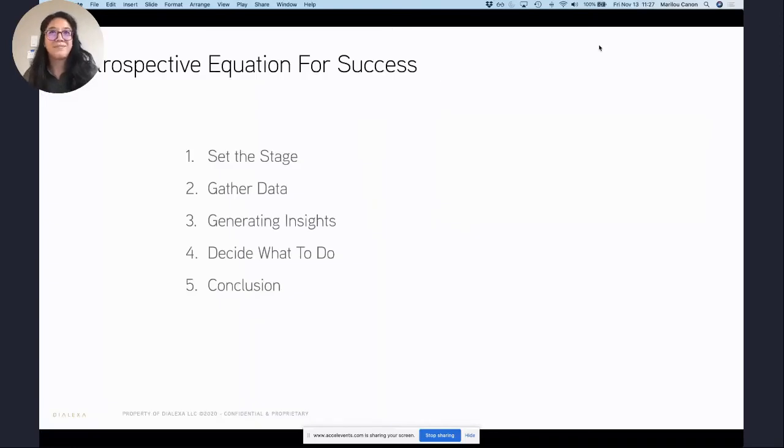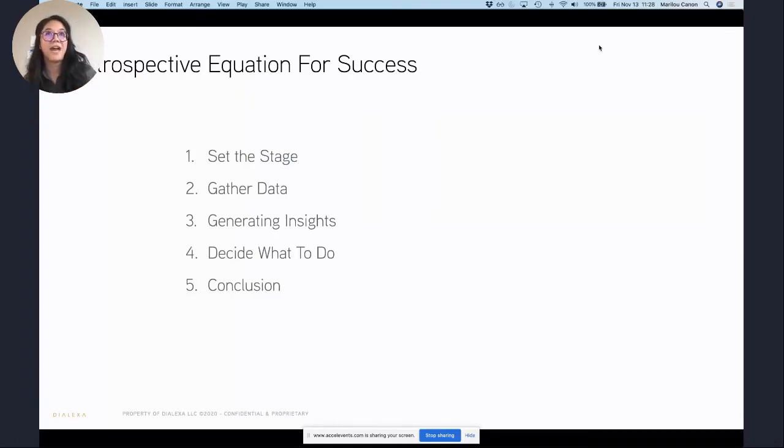So the rest of my presentation is breaking down how to execute a retrospective using this simple equation for success. There are ways that you can break down a retrospective into pieces to ensure that you get a really successful and fruitful meeting that gives you actionable items to apply in your next iteration.